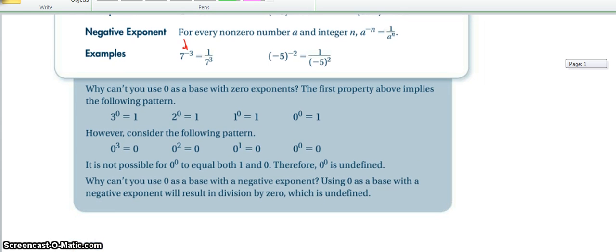And then you can't take 0 to a negative power because 0 is always 0. No matter how many zeros you have multiplied, it's always going to be 0.